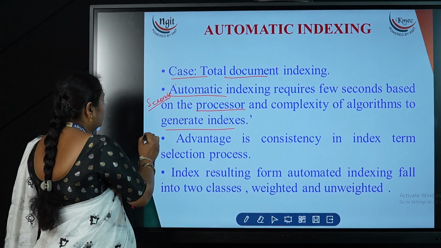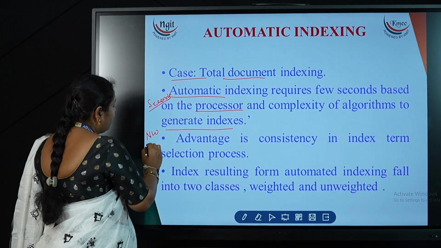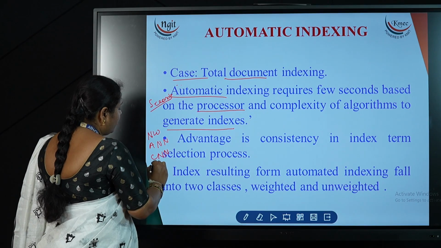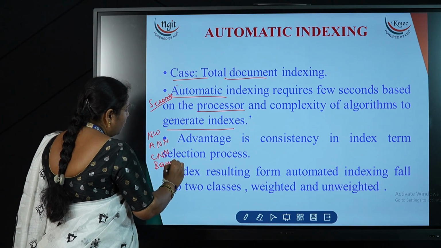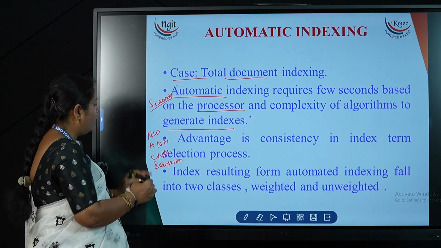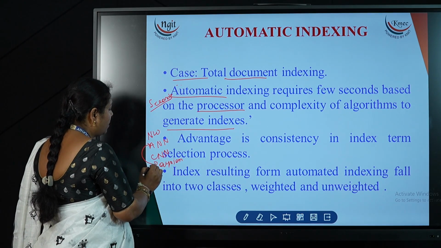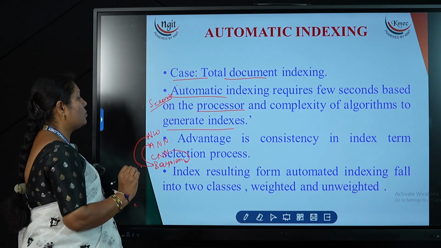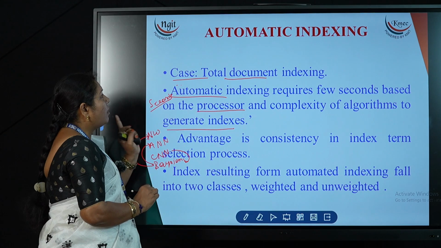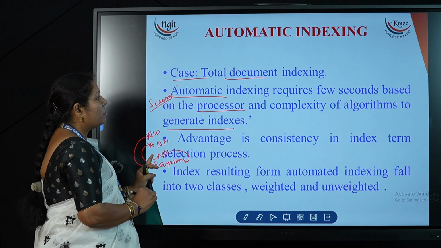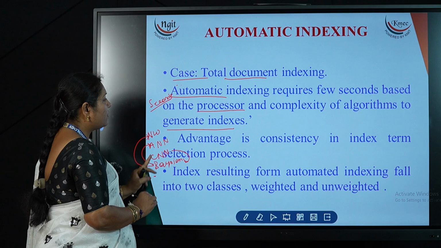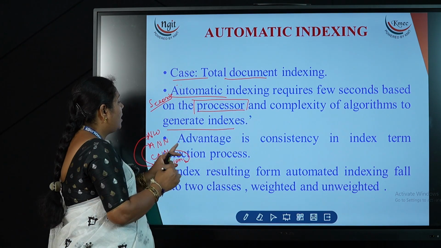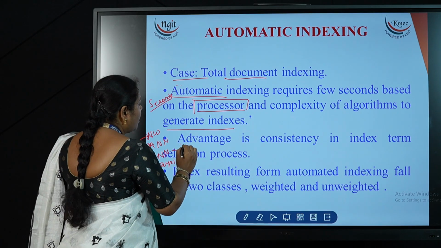Suppose I am using a neural network, ANN, CNN or a Bayesian algorithm for your indexing. Then there will be a complexity difference between these. So the basic thing that time complexity depends on is what type of algorithm you are using for indexing, and another is what type of processor. And the third point is the advantage.